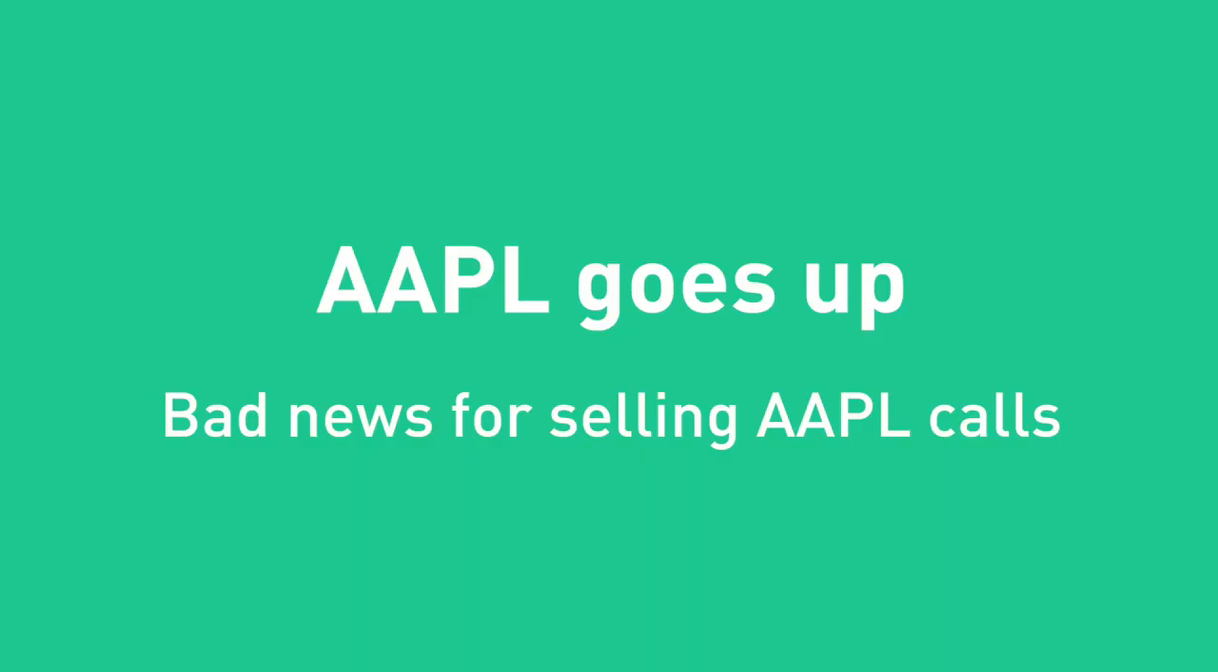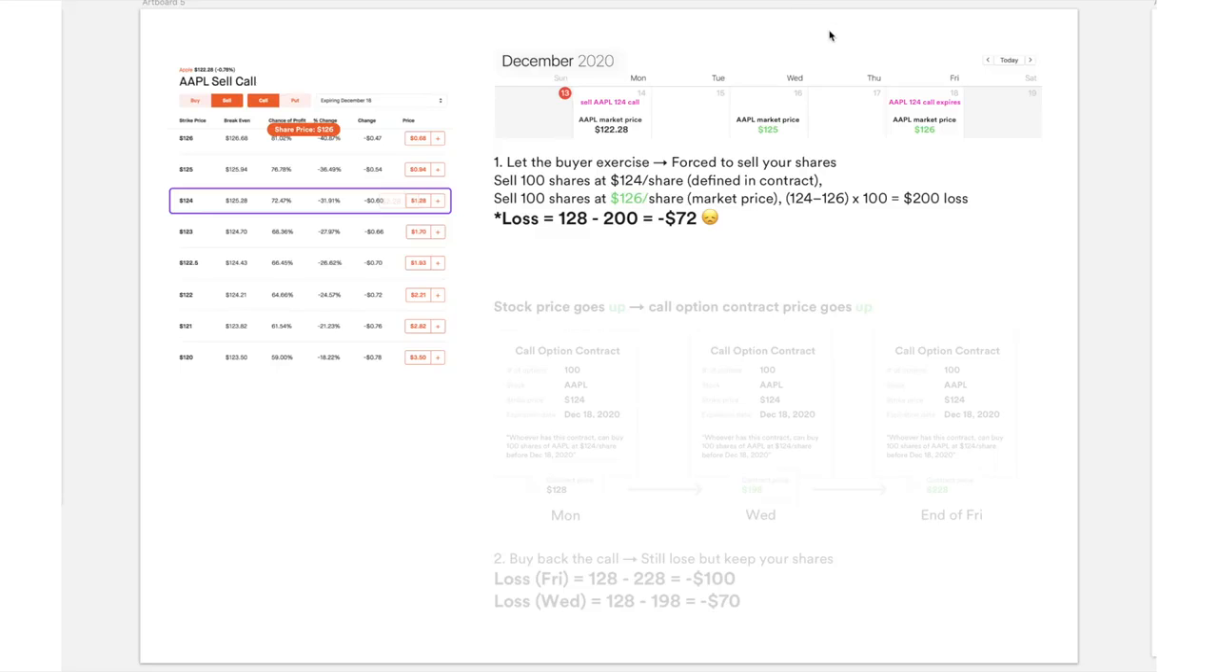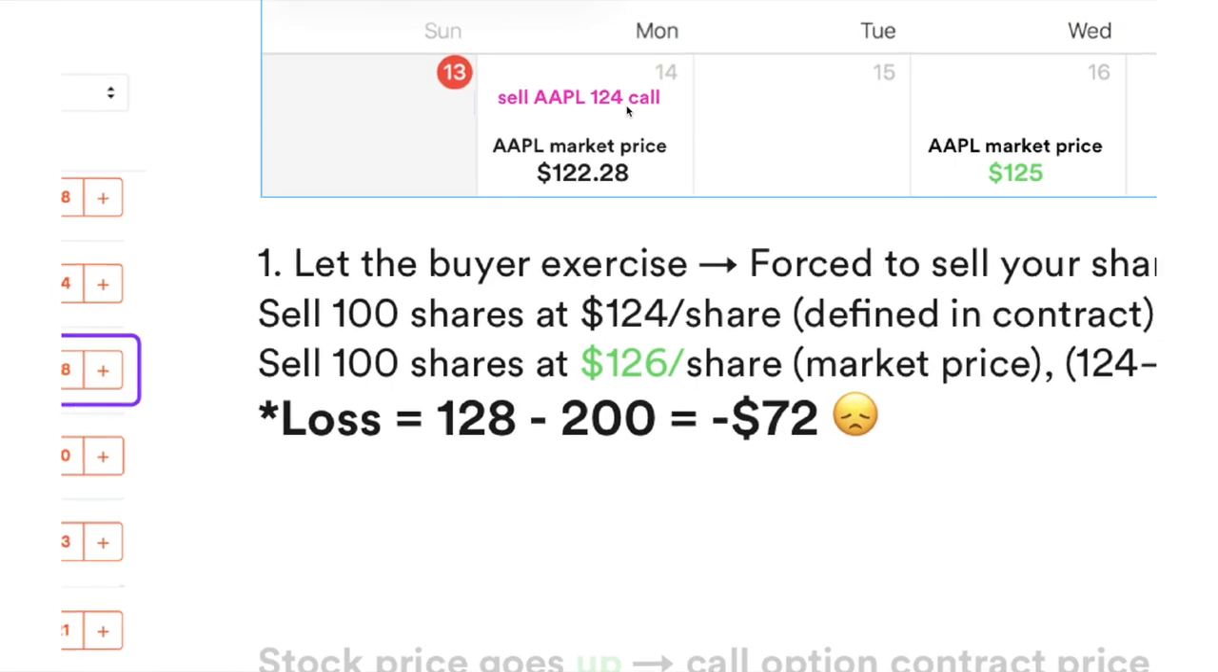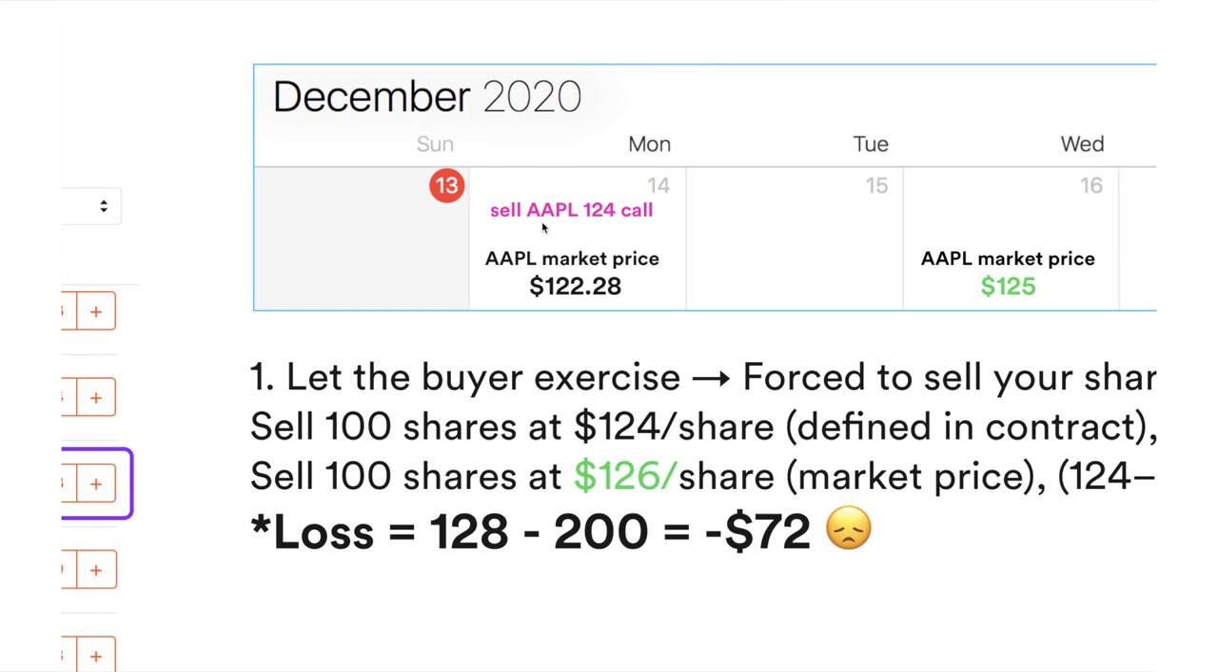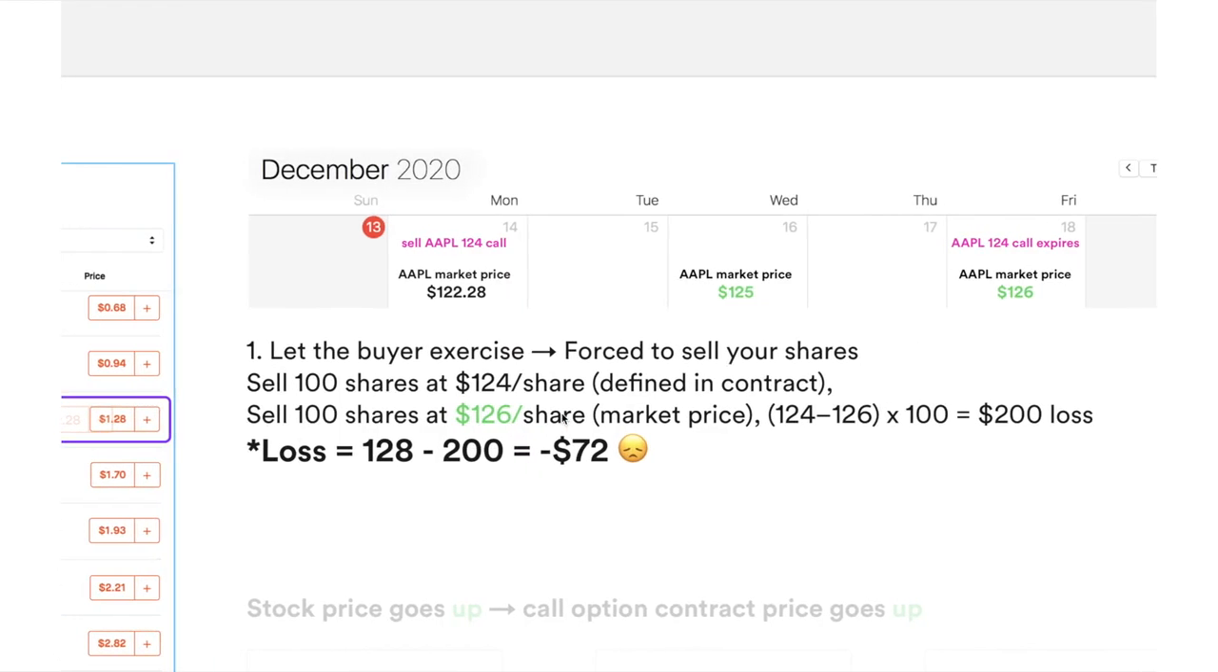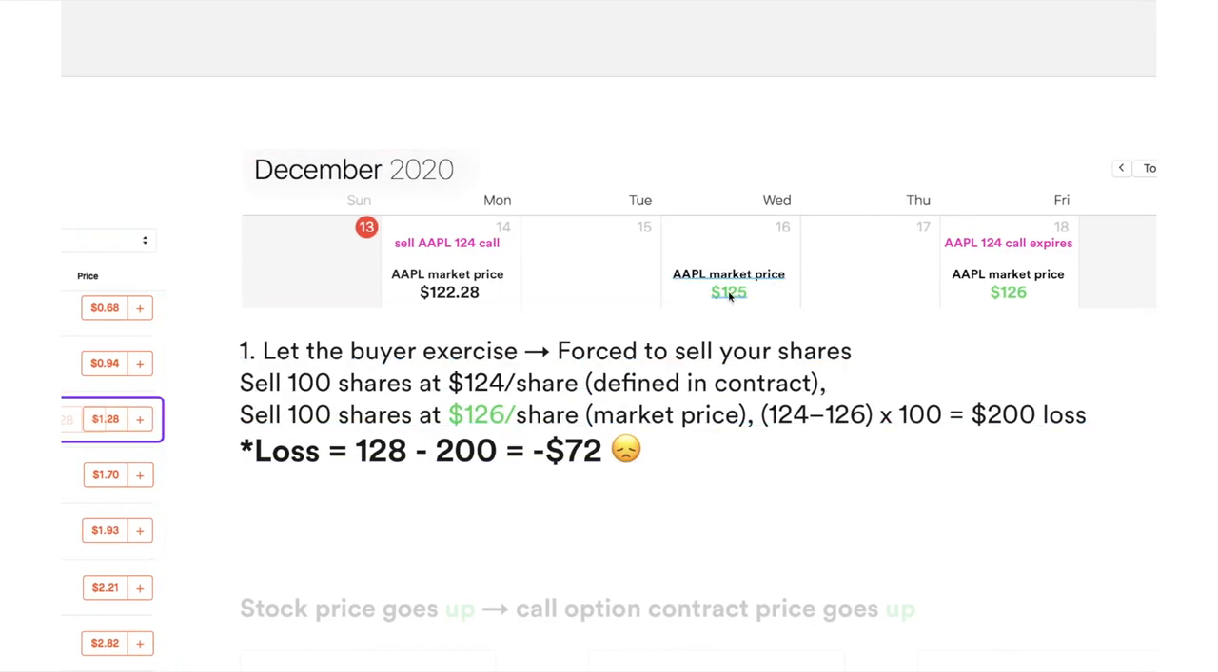So now let's take a look at what will happen if Apple stock price goes up, which is actually bad news for you. If you sell a call, you actually don't want the underlying stock price to go up. So let's say on Monday, December 14, you sold the Apple 124 call. And then on Wednesday, the price goes up. Not good for you. And on Friday, it goes up even more to 126.